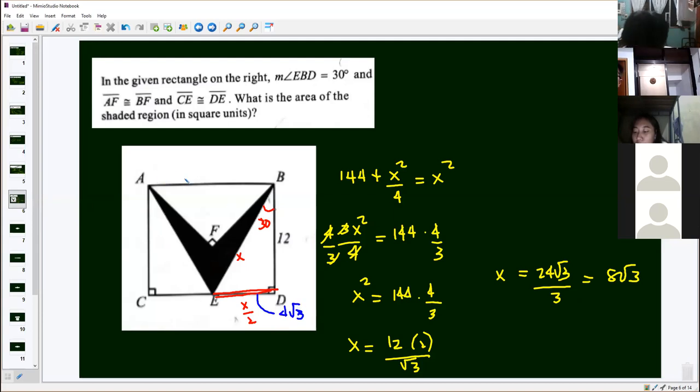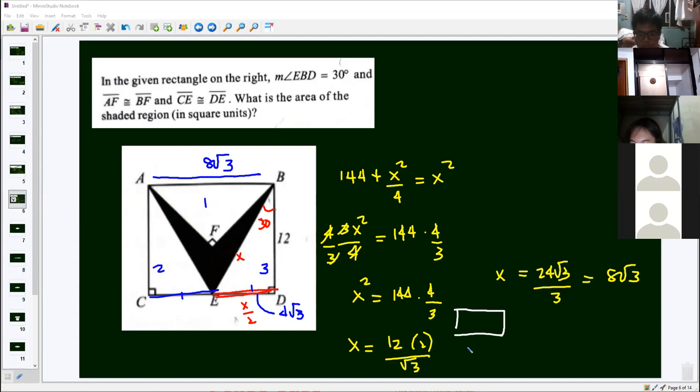It follows that this is 8 square root of 3, because it is one whole. It says here that C is D. So my plan is to get the shaded region: I will subtract the area of the three triangles, triangle number 1, 2, and 3, from the rectangle. Now, we know the rectangle is 8 square root of 3 by 12. That is 96 square root of 3.